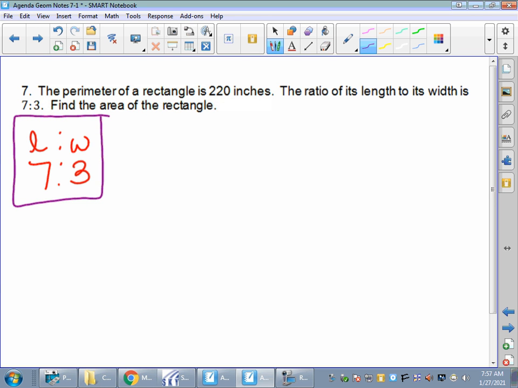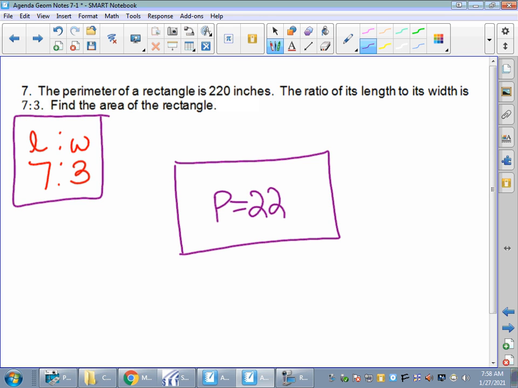So guess what I'm going to do first? Draw a rectangle. Doesn't have to be fancy. I will not grade you on your rectangle drawing ability. And then it says at the beginning, the perimeter is 220 inches. So length to width is 7 to 3, right?